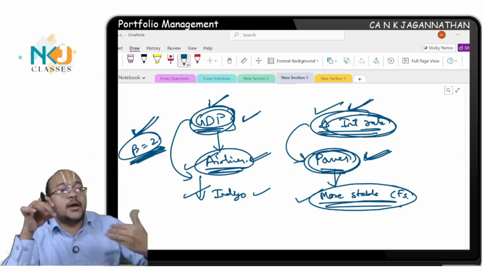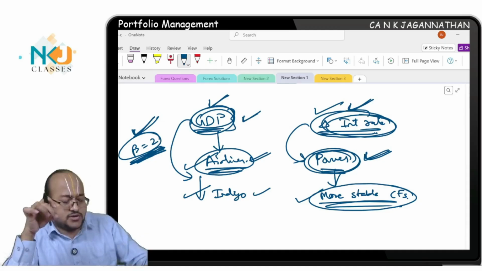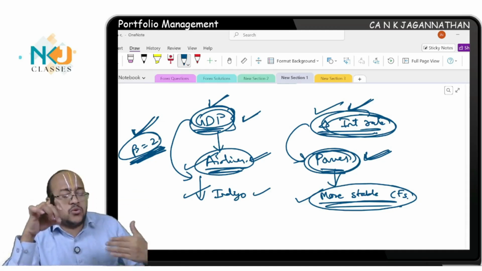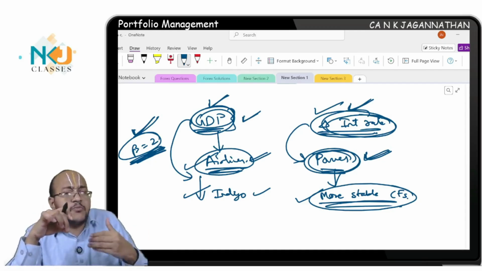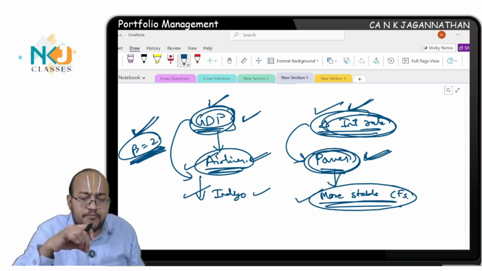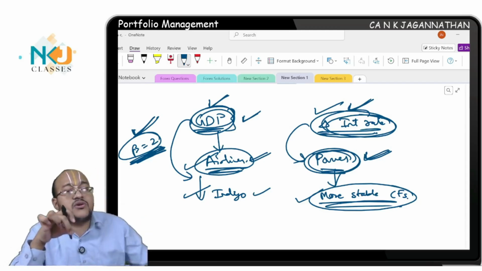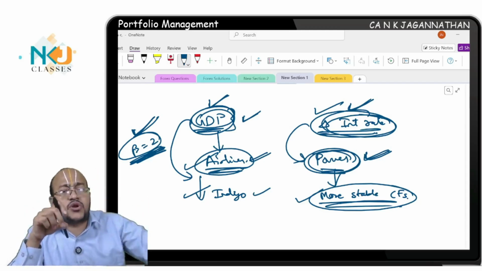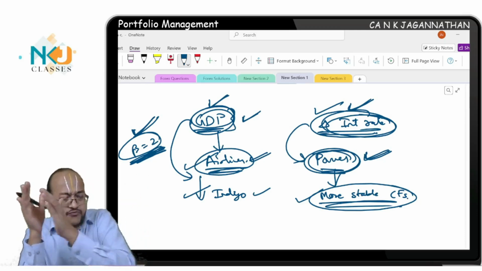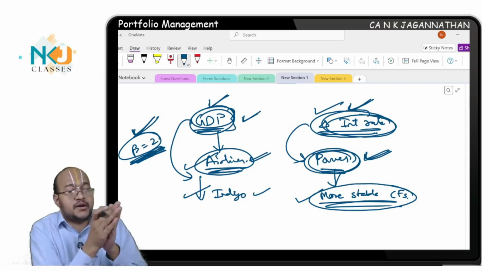But here in APT, what Ross found out, a beautiful theory, is that each and every macroeconomic factor will not have the same kind of impact. Hence, we have to find out the factor beta separately. That's why this model is also called the factor beta model. Are you listening? Which means for every macroeconomic factor, we need to find out beta separately.